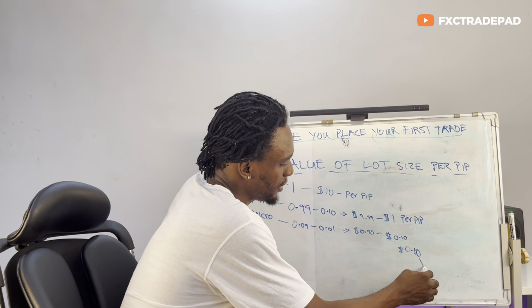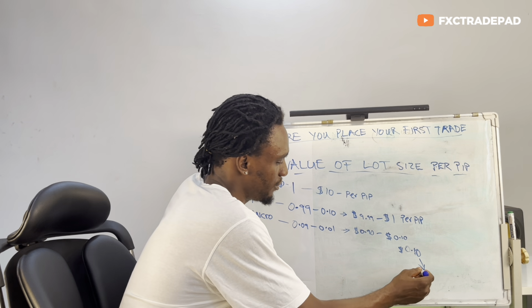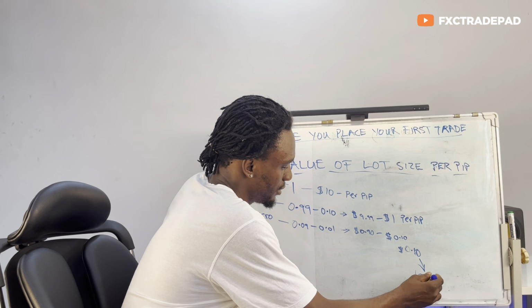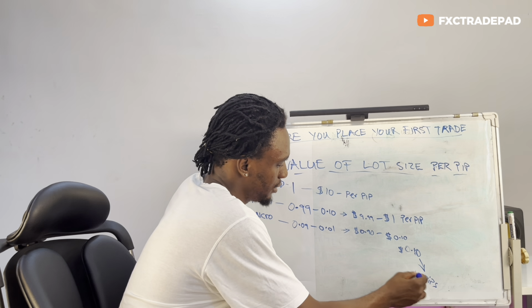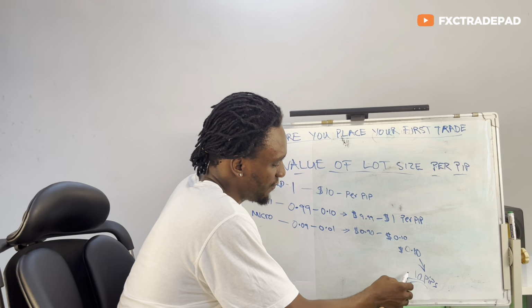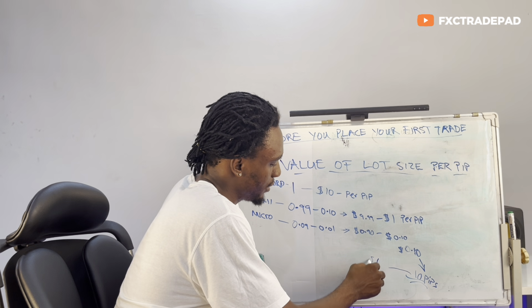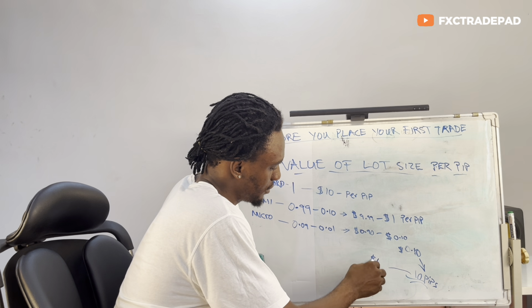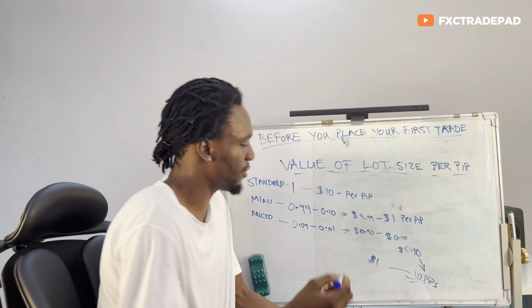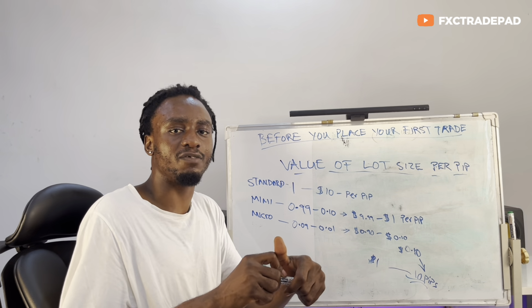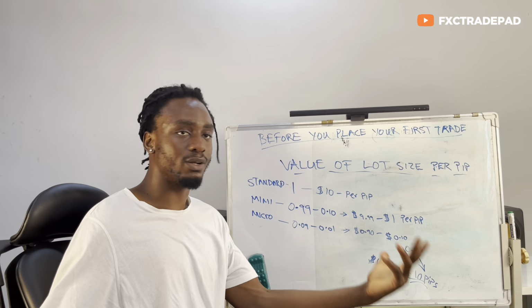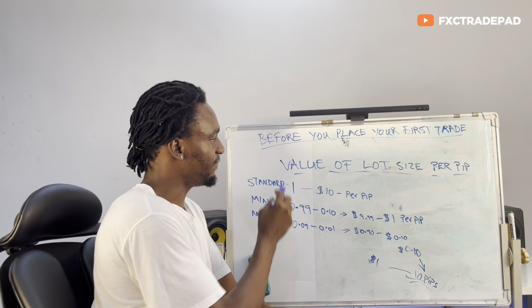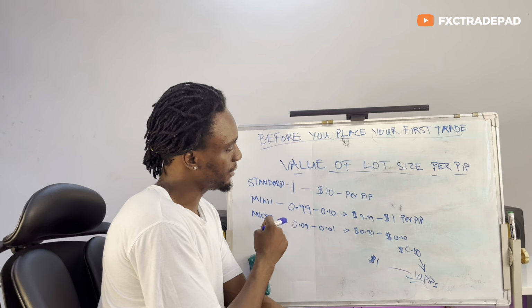So for you to make $1 with this, how many pips have to be in profit? You have to make 10 pips in profit before you can make $1. So now you can understand the value of the lot size per pip.